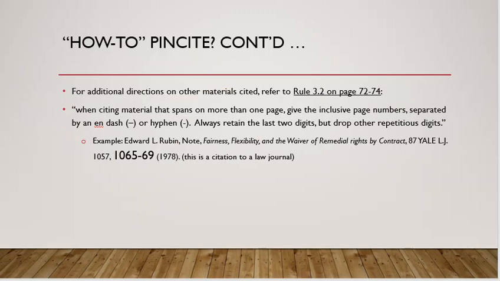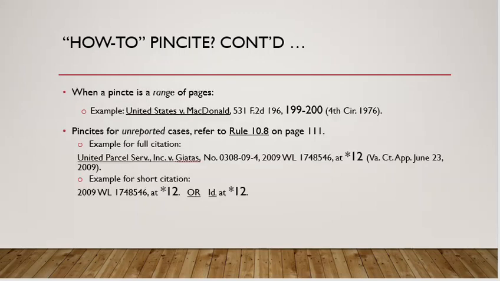Here, an example of a full citation is United Parcel Service, Inc. versus Giadas. Now, the case citation is broken down into the case name and the Westlaw number, which is 2009 Westlaw 1748546, comma, at asterisk page 12. That's the Pincite. An example of this in a short citation would just be the Westlaw year and number, and at the Pincite. Or, again, we could use it here.